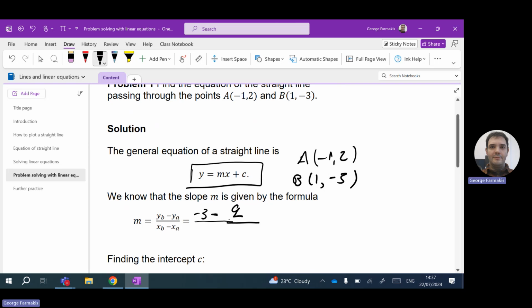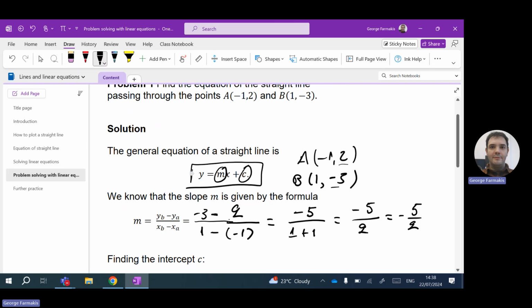The y coordinate of A, this is the second coordinate. xB, this is 1 minus the minus 1. So minus 3 minus 2, this is minus 5. 1 minus the minus 1 is plus 1. So minus 5 over 2. So this is the gradient. So we have found these numbers, the gradient, the m.